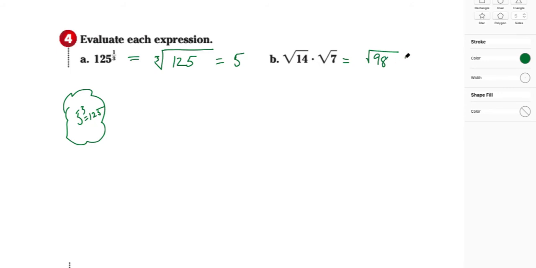And so now that I have that, I would break this down as I would any radical. I would see if there's a perfect square that is a factor of 98, and that does exist. That's 49. So 49 times 2 is what this breaks down to, and therefore we can take the square root of 49, and that's 7, but the square root of 2 we can't do, so it stays there.